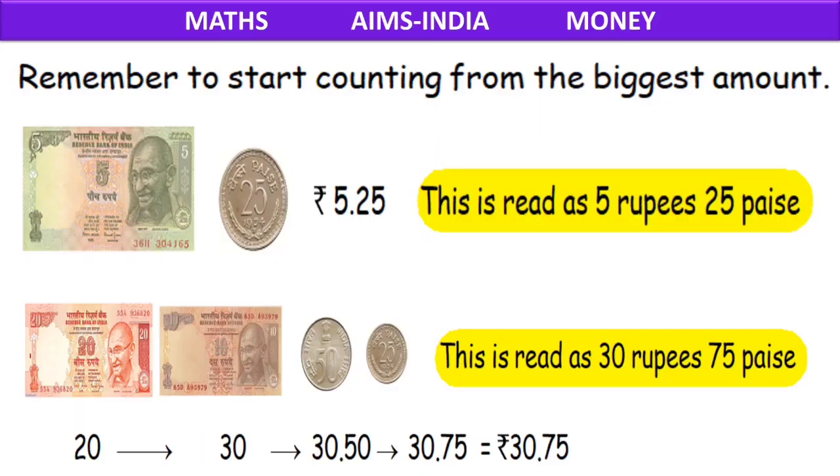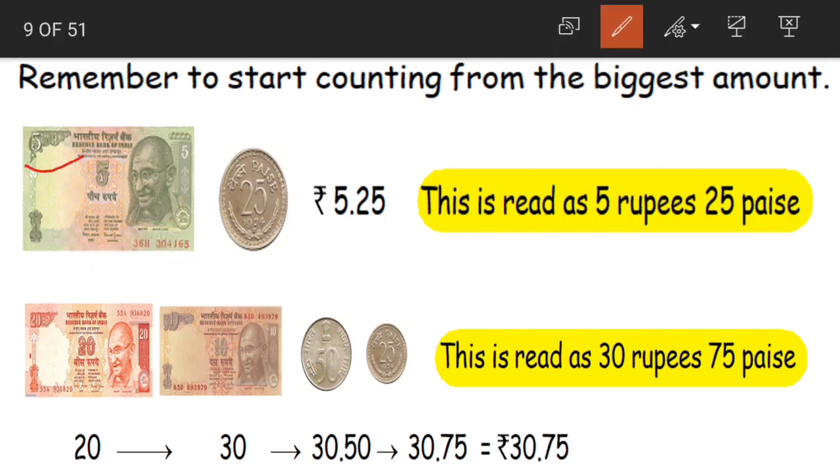Okay, children? Now remember to start counting from the biggest amount. What are they saying here? We have a 5 rupee note and also a 25 paise coin. Now how will we read it? Should we read it as 25 paise and 5 rupees? No, we should start counting from the biggest amount. The bigger one is 5 rupees. So this will be read as 5 rupees and 25 paise.